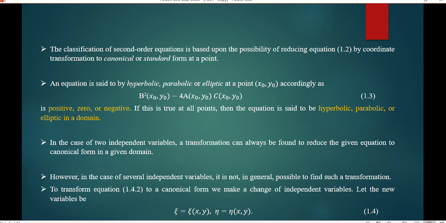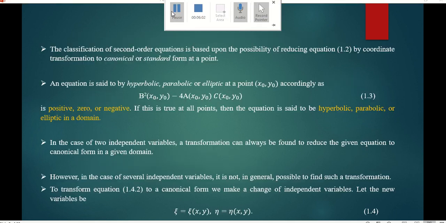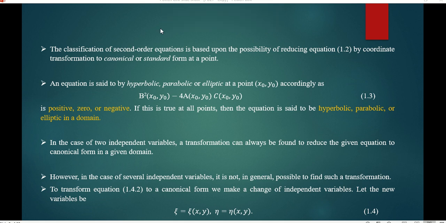If this is true for all points, then we can say that it is hyperbolic, parabolic or elliptic in a domain. In the case of two independent variables, a transformation can always be found to reduce the equation into a canonical form. So for that, we will use the new transformation, that is psi equal to psi of x comma y and eta equal to eta of x comma y.